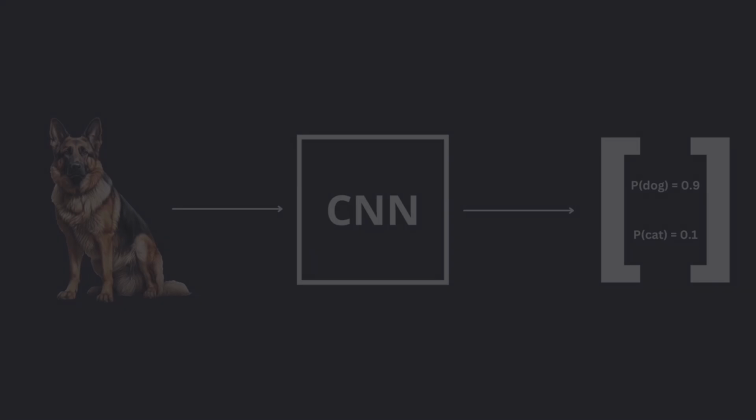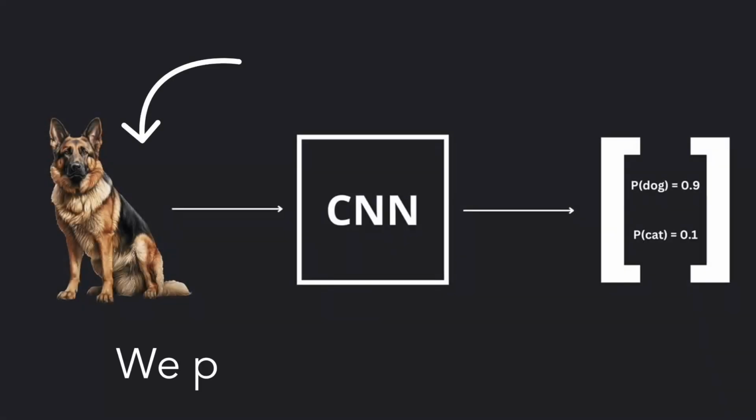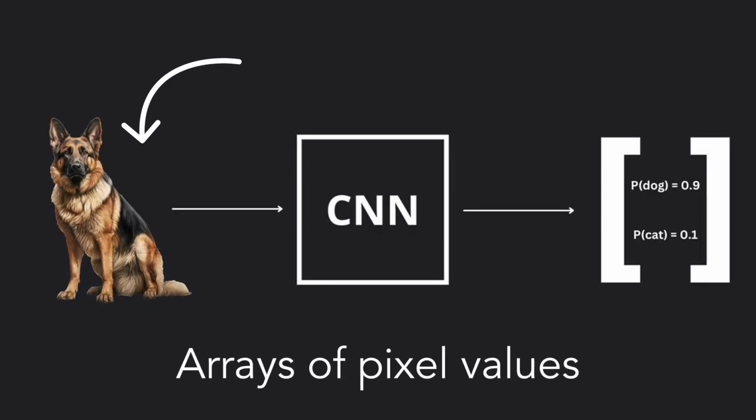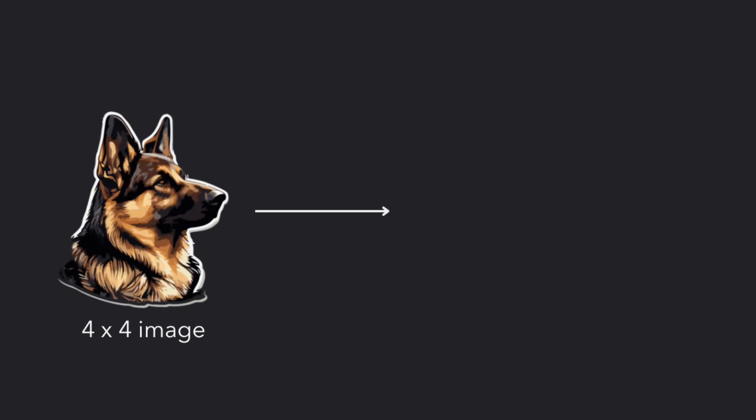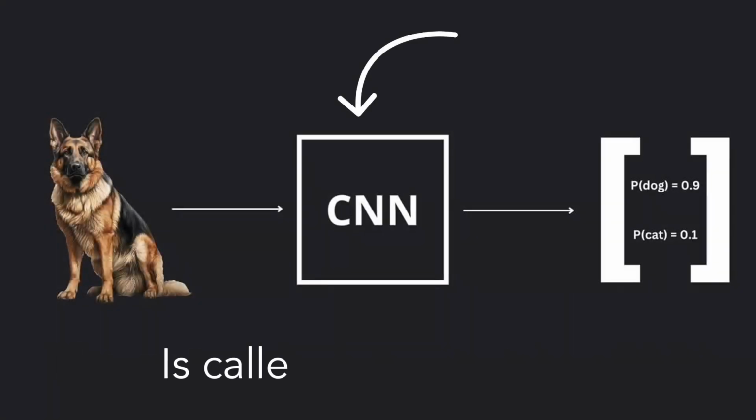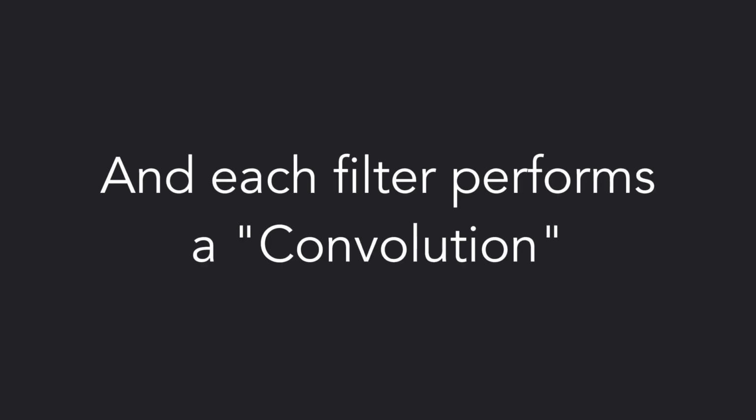Let's get started. First, let's understand the input. We pass images into CNNs, which are typically represented as arrays of pixel values. For a 4x4 image, we would have a 4x4 array of numbers. The main calculation inside a CNN is called a convolution, and each filter performs a convolution.